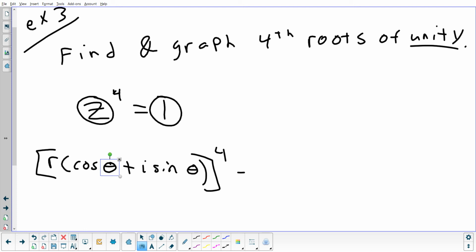Now on the other side, you're going to write that in trig form, just the way we learned yesterday. So this is 1 plus 0i, if you want to think of it that way. There's no imaginary part to this one. So graph that point. What's the radius of that point when you graph it?